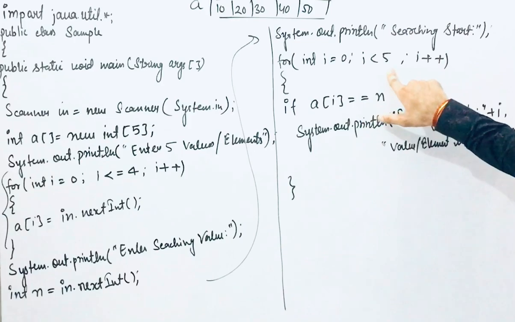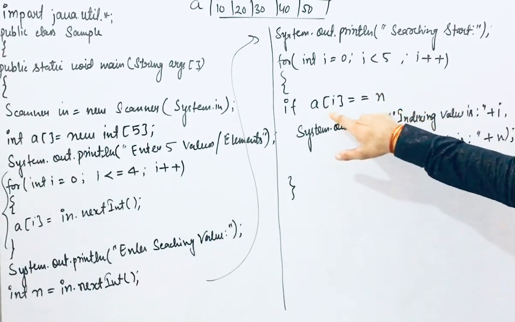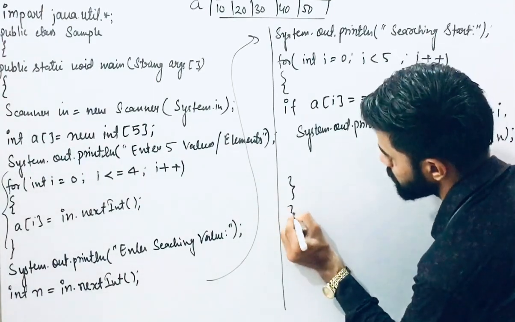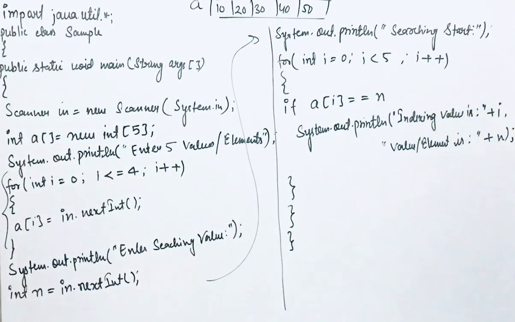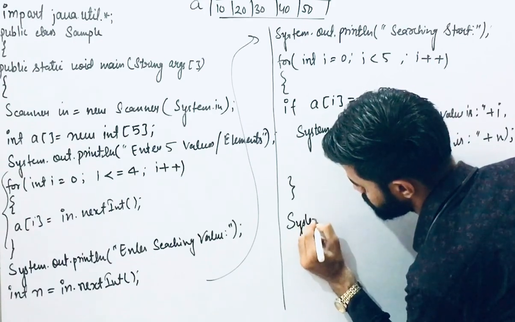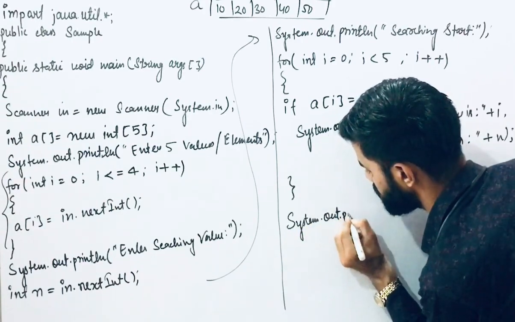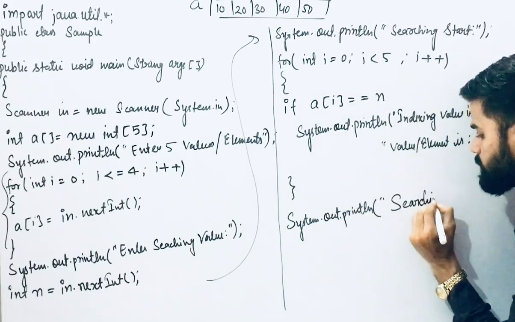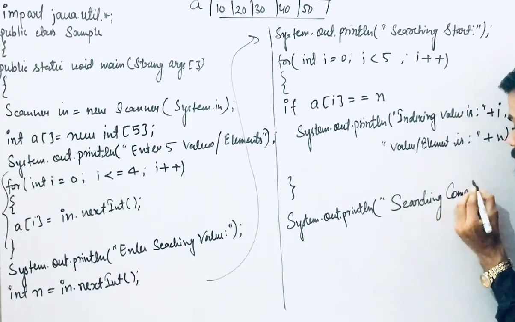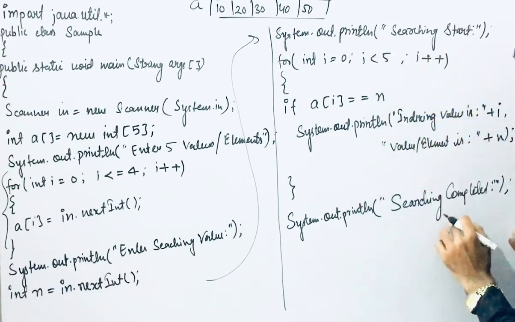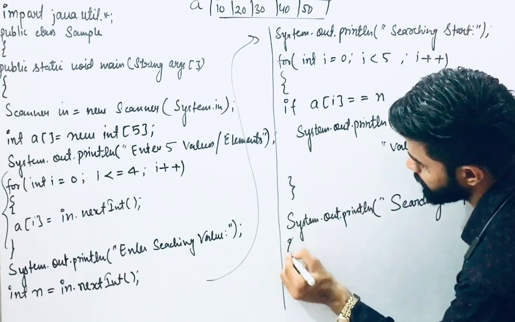So from 0 to 4, if both values are equal to each other, then it prints the indexing value as well as the number, whatever number or value or element is there, and after this we can close our program. If you want, you can also write System.out.println "searching completed", like searching start, searching completed.